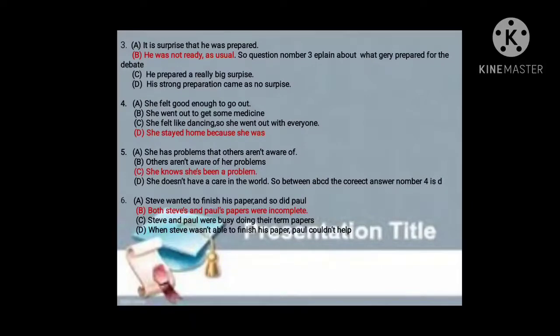Number 4. Did you go out dancing with everyone else last night? I was not feeling well, so I didn't go out. What does the woman mean? Number 5. Do you think Paula understands what she's done? She isn't unaware of the trouble she's caused. What does the man say about Paula?